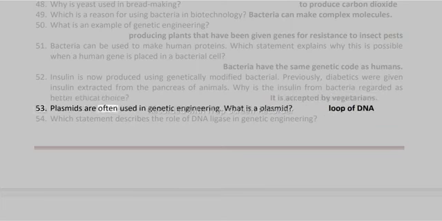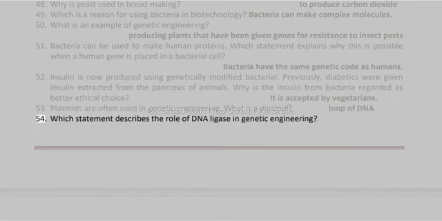53. Plasmids are often used in genetic engineering. What is a plasmid? A loop of DNA. 54. Which statement describes the role of DNA ligase in genetic engineering?